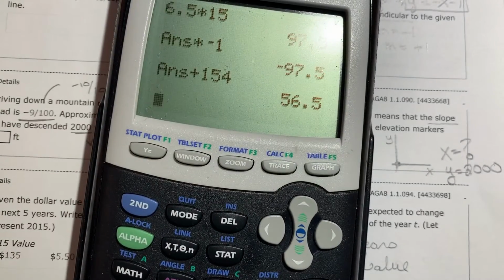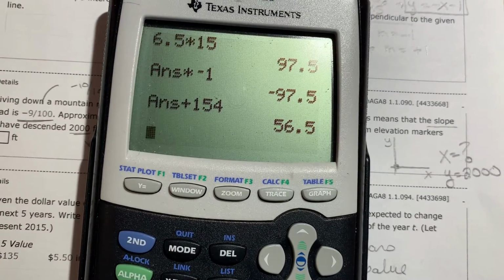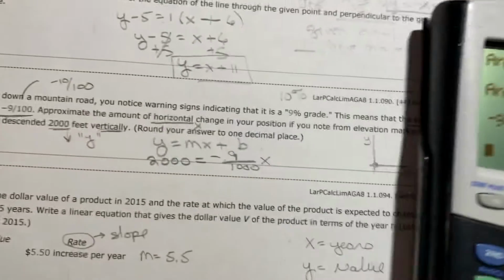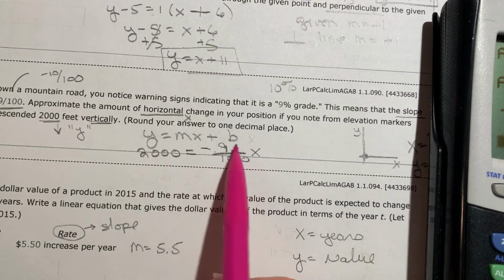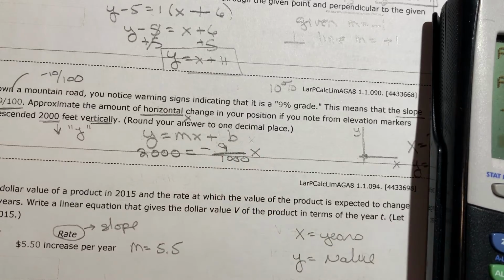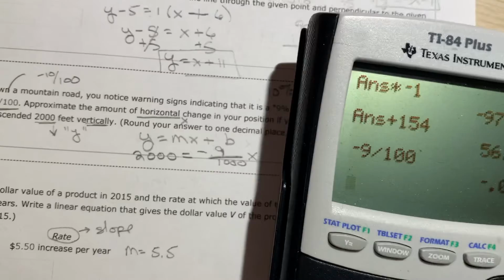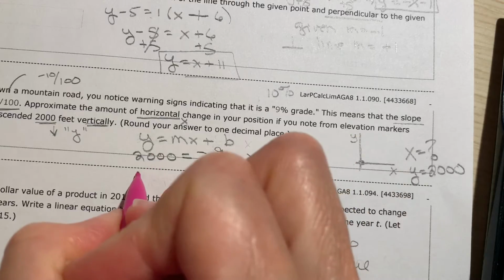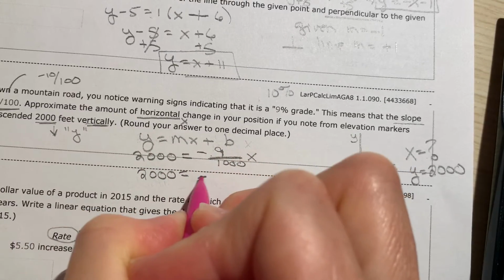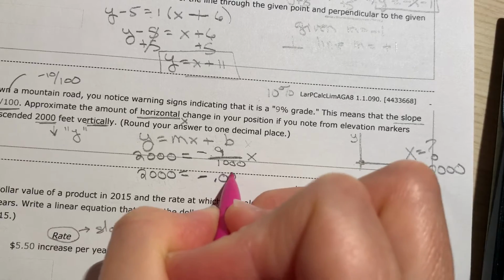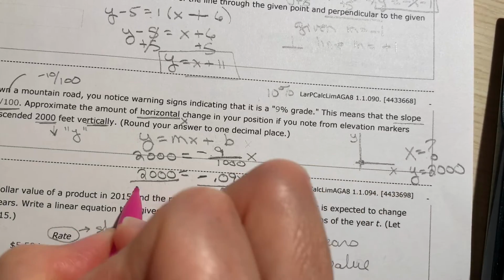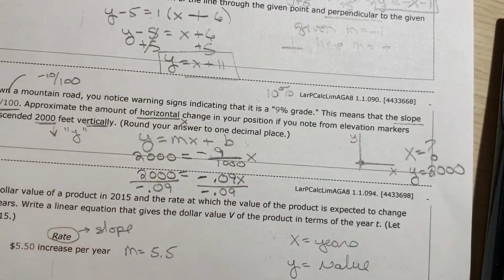So let's turn that -9 divided by 100 into a decimal first, because what I want to do is divide both sides by this slope. So that's the same as -0.09. So now I have 2,000 equals -0.09x. So I'm going to divide both sides by -0.09. And that's going to tell me what my x is.